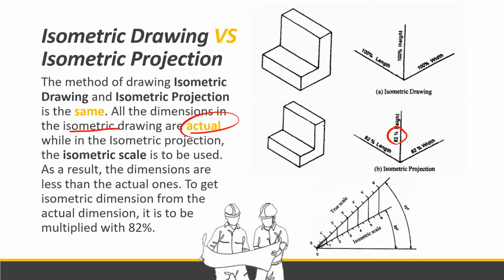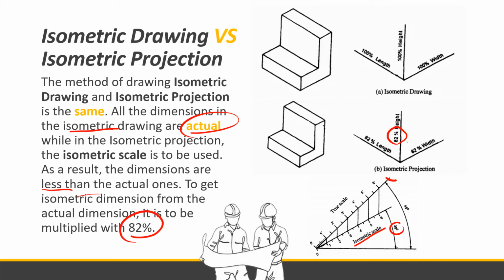Why? Because of the isometric scale. If this line is the true scale, a line at an angle of 30 degrees is drawn, and the actual measurements are projected vertically onto this 30 degrees line. This now creates the isometric scale. As a result, the dimensions are less than the actual ones. So to get isometric dimensions from the actual dimensions, they are to be reduced to 82%.